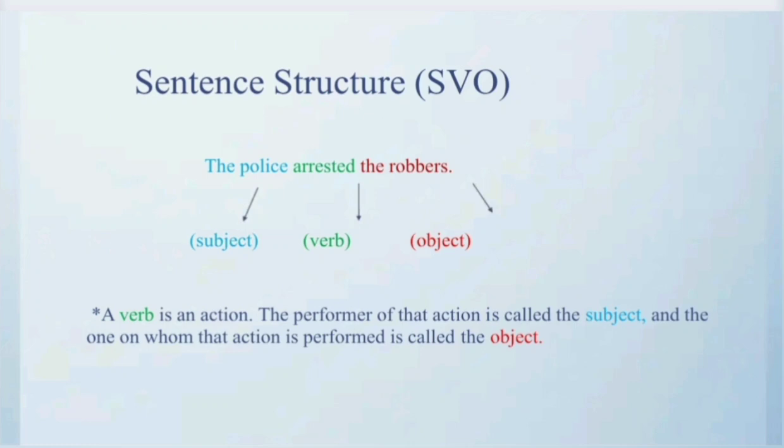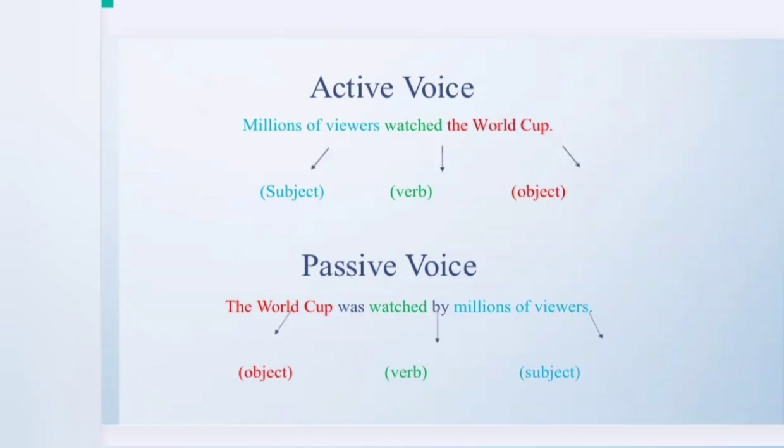So in the given sentence, the police is the subject, and what is the action done by the police? It has arrested whom? The robbers. So the verb or the action over here is arrested, whereas the robbers are the object, and object refers to the person on whom the action has been performed, जिस पे उस एक्शन का इफेक्ट हुआ है.